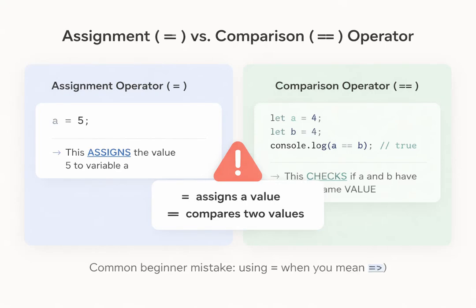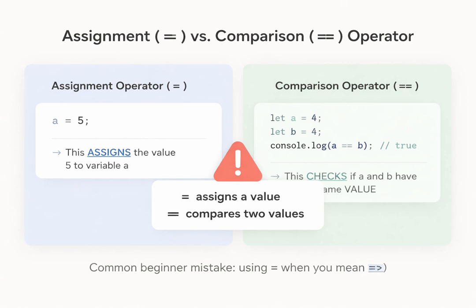One of the most common mistakes beginners make is confusing the assignment operator with the comparison operator. A single equal sign is the assignment operator. It assigns a value to a variable. So writing a equals 5 means you are storing the number 5 inside the variable a.